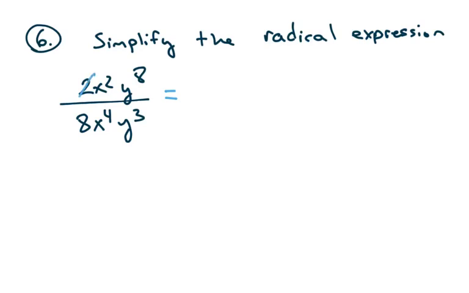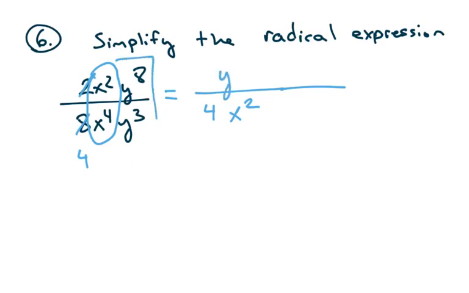The top has a 2, the bottom has a 4, so 8, so we can divide through by 2, and we'll get 4 on the bottom. We have x squared and x to the 4th. We subtract the exponents. Since the exponent is bigger on the bottom, the result will be left on the bottom. And do the same with the top, and 8 minus 3 is 5. So we're left with this.